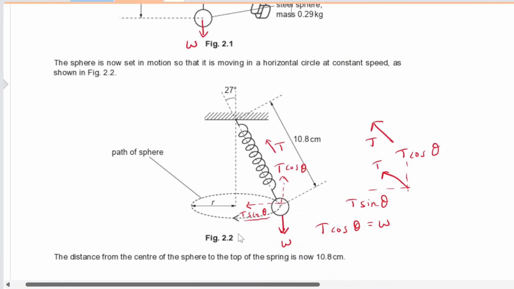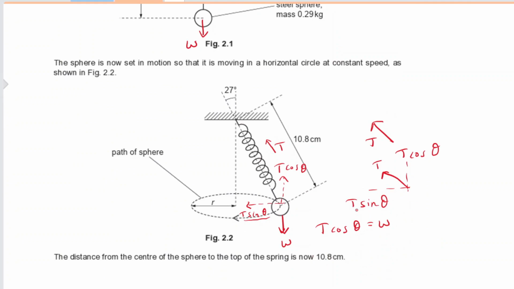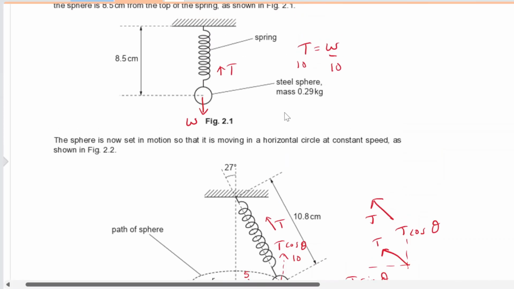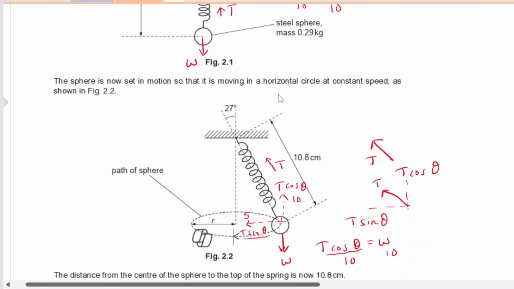But now T cos theta is balancing the weight. So if this is 10, then this T cos theta is 10. That means that if the vertical component is 10, then there's also a horizontal component, right? Maybe this is 5. So the main tension over here, the hypotenuse, is much more than the initial tension over here, because this time this tension is a combination of the vertical and the horizontal components.